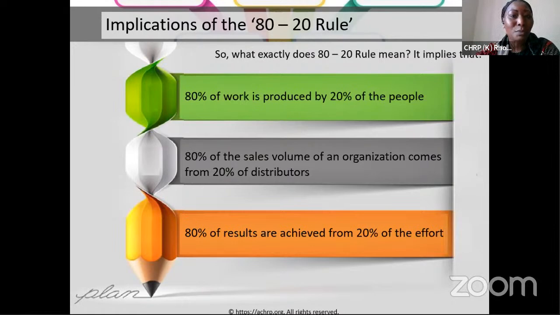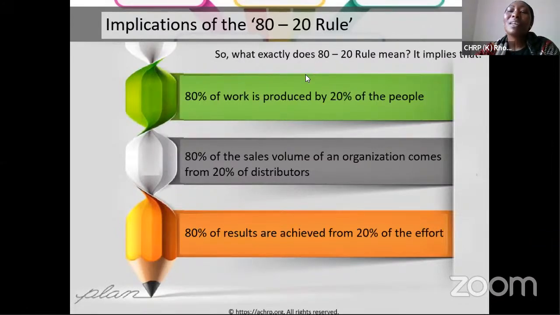80% of the work is produced by 20% of the people. That even when you come to an organization and we say we have performed, the majority or 80% of that output will only have come from 20% of your staff. Anyone who wants to agree or disagree with me? Frida is agreeing with me. Who has a contrary opinion? The majority of you seem to be agreeing with me.